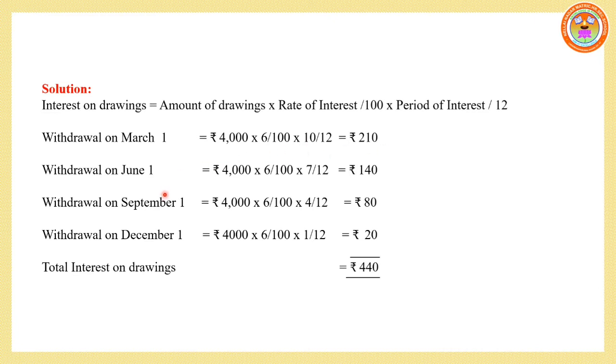Again, June 1 he has withdrawn 4,000 into 6 by 100 into from June till December, 7 months. So 140 we got. Then September 1, same amount 4,000 he has withdrawn into rate of interest 6 by 100, September, October, November, December, 4 by 12. 80 rupees we got. Then last, he has withdrawn on December 1, 4,000 into 6 by 100. So for December month alone he has to pay interest for 1 month. Last month alone, 20 rupees.